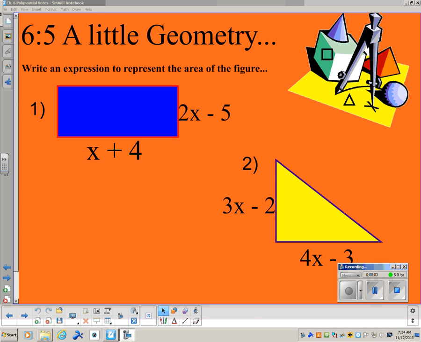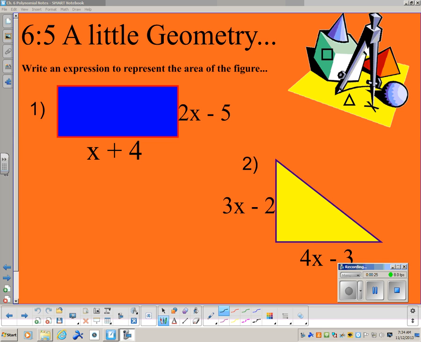So we are going to cover 6.5 today, and in 6.5 you're going to take and apply what you've been learning about multiplying, adding, and subtracting these polynomials with one another, and we're going to apply it to geometry situations. This one here says, write an expression to represent the area of the figure. Our figure here, number one, is a rectangle.